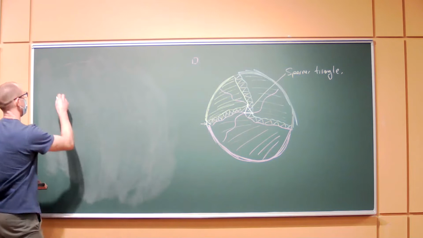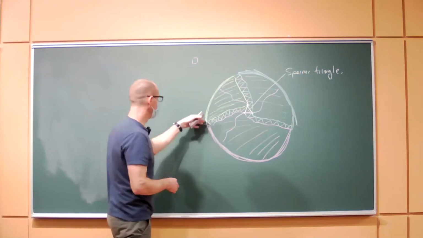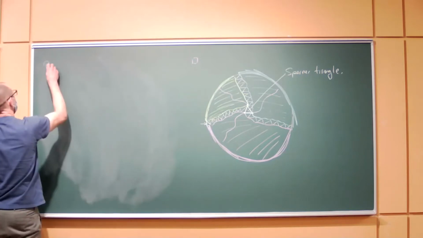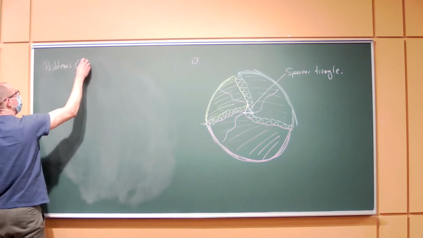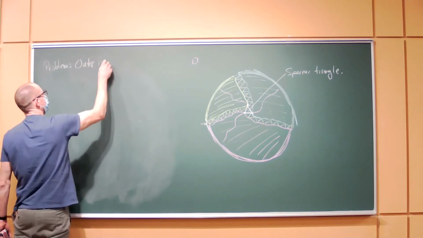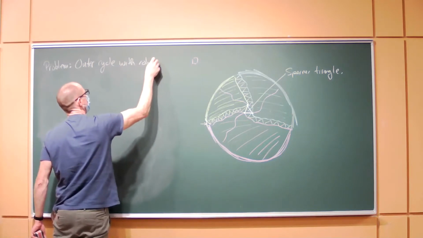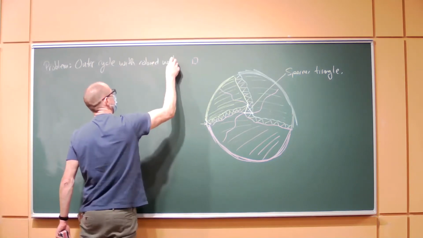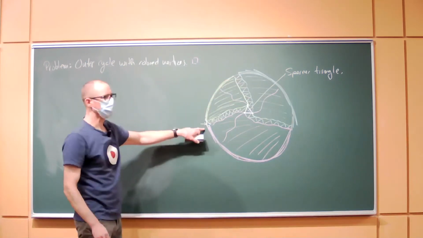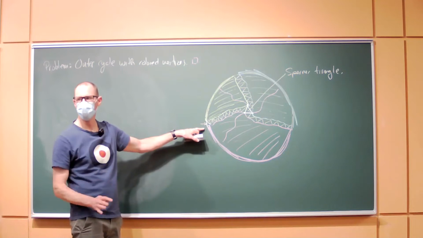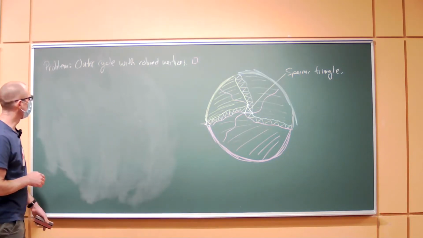So first thing you need to do, if I give you this as a problem, the problem that you get is the outer cycle with colored vertices. So the vertices on the outside of this thing, they've got their colors already from some previous step that you've done in the algorithm.